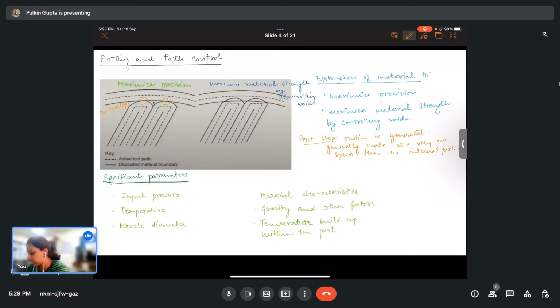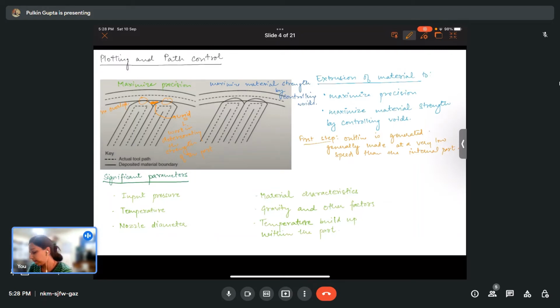This one is precise, but here you see this void is really big. This is a kind of void where there is no material. So this will work in deteriorating the strength. Now another strategy will be to maximize the material strength by controlling the voids.